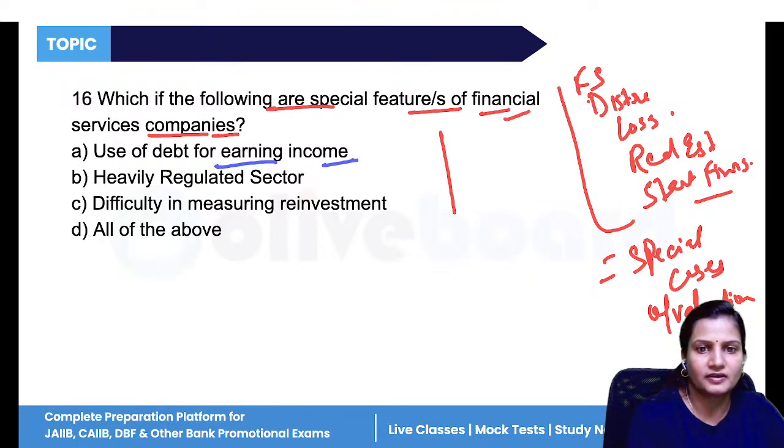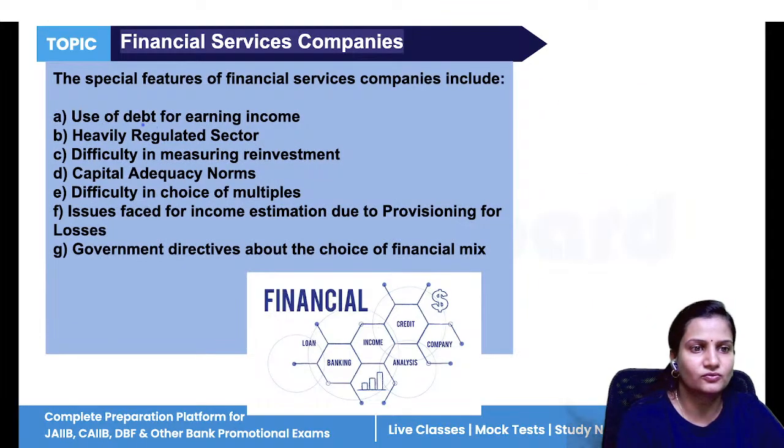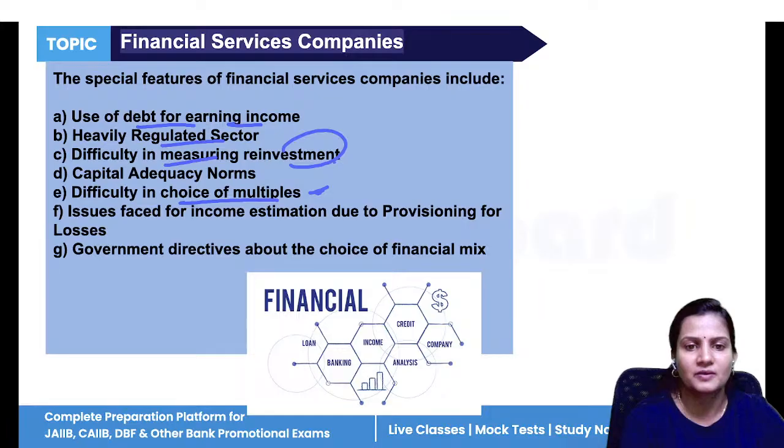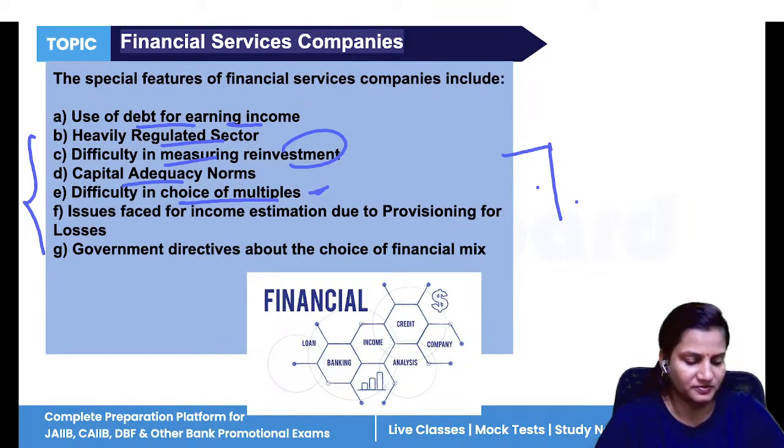So use of debt for earning income. Yes, this is part of financial services. Financial services are a heavily regulated sector. So regulatory bodies are there in financial sector companies. It is difficult to find the multiples of these companies. All of the above is the correct answer. So it is use of debt for earning income, heavily regulated sector, difficulty in measuring reinvestment and difficulty in finding multiples. Why? Because they have a lot of rules and regulations, protocols. They have to maintain CAR ratio, Basel norms. So that is why these companies face such kind of problems.